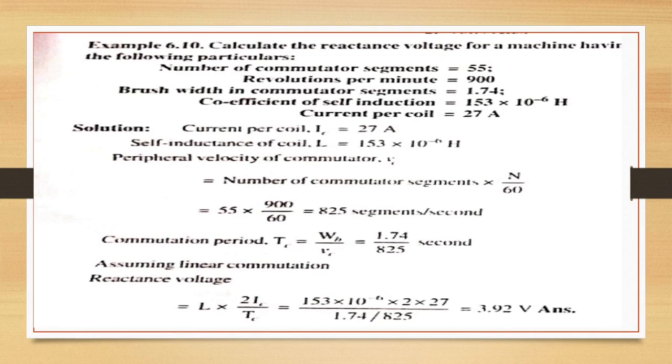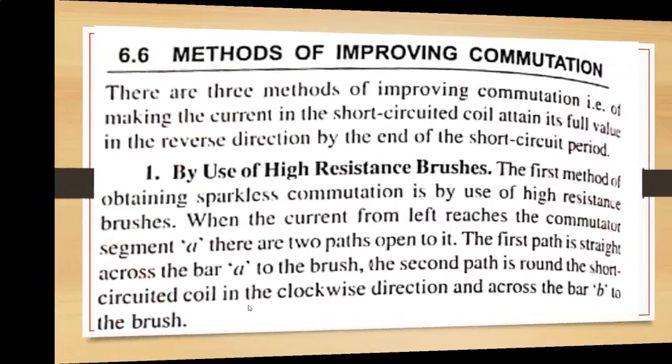So here we have to calculate the reactance voltage for a machine having the following particulars, that is commutator segments, revolutions per minute, brush width, coefficient of self-induction, and current per coil, which are given. So reactance voltage is L into 2IC by TC. Again the same, substitute all the values and find out the reactance voltage.